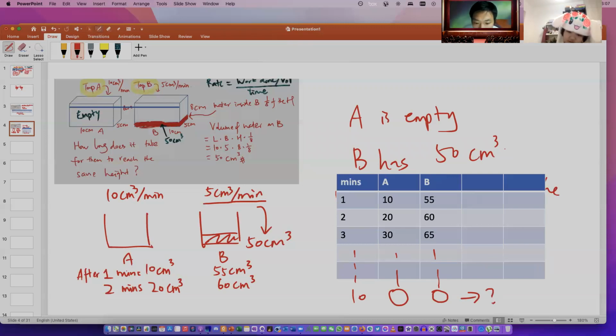Wait, but I believe you. Huh? So why do you want me to fill up the table if I already believe you? No, you believe me, but I want to find a value, you know. Can. But 10 is the answer, but I don't know what the value is, you know. I also want to know the value.